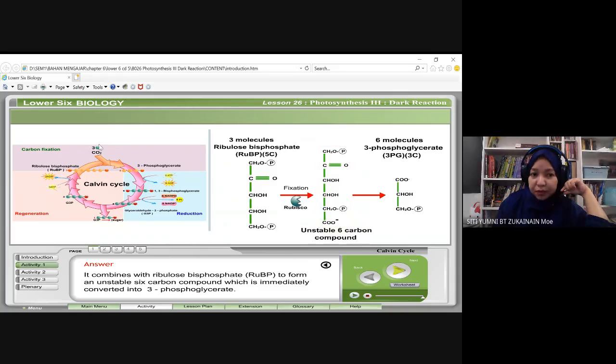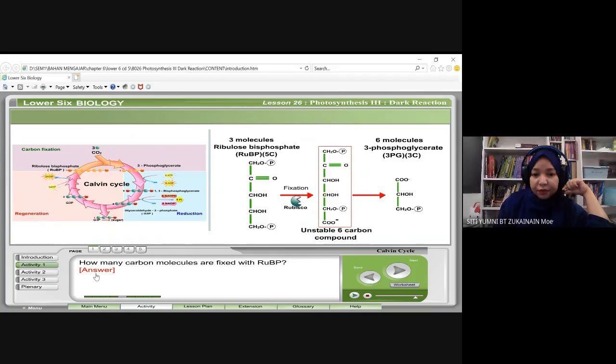Okay, because 3 carbon dioxide enter the Calvin cycle in turn, here it mentions 3 molecules of ribulose bisphosphate, RuBP, a 5 carbon compound. So one RuBP is incorporated with 1 carbon dioxide. So a 5 carbon compound plus 1 carbon dioxide, it will become 1, 2, 3, 4, 5, 6, an unstable 6 carbon compound. Then it is immediately converted into 3 phosphoglycerate, 3PG. One 3PG molecule is a 3 carbon compound, if you can see here. How many carbon molecules are fixed with RuBP?